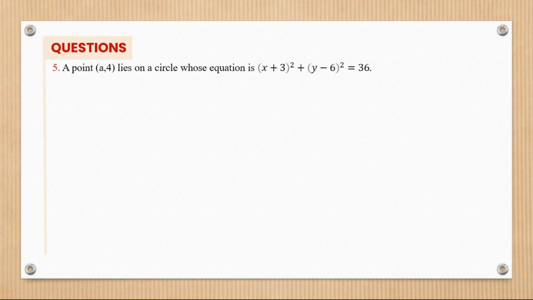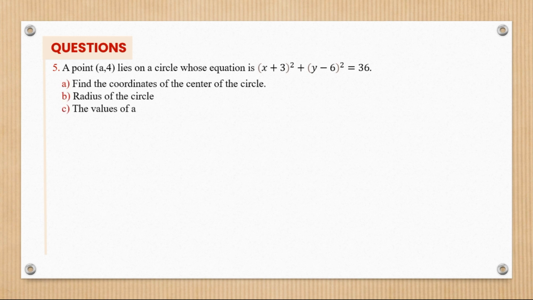Question 5. A point A4 lies on a circle whose equation is (x plus 3) squared plus (y minus 6) squared is equal to 36. Part A, find the coordinates of the center of the circle. Part B, the radius of the circle, and C, the values of A.